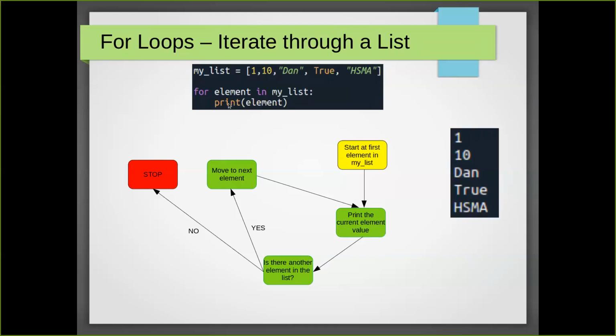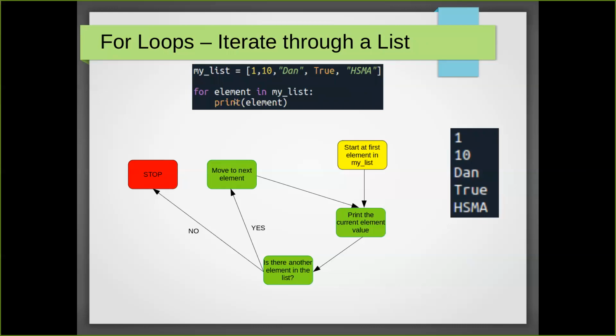So it'll go first to the first item in the list. Here, we're just telling it to print the element in each iteration. So here, print element will print the number 1. And the next time around the for loop, it'll move to the next element. So now it's going to print that element. So it'll be the number 10, then the string Dan, then the Boolean value true, and then the string HSMA.